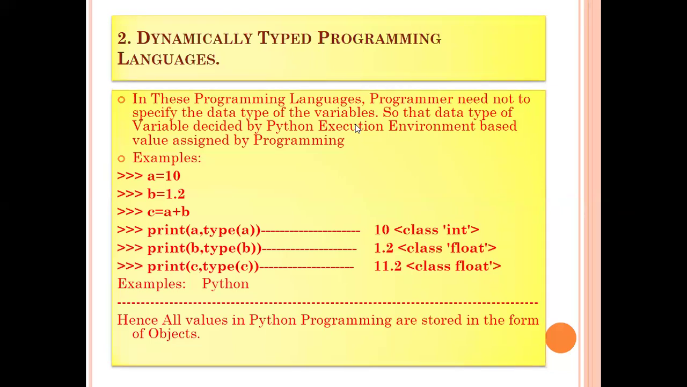See, whatever values will be stored in the form of objects only. We need not specify that. That will be automatically stored in the form of objects. Clear? Okay.